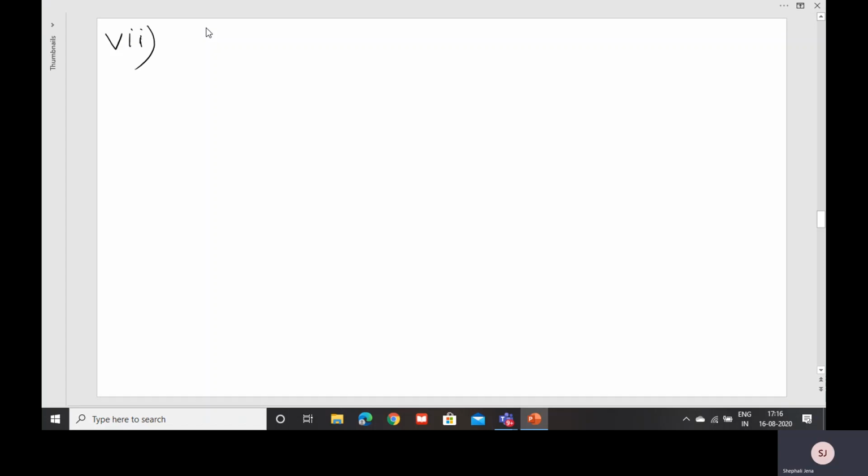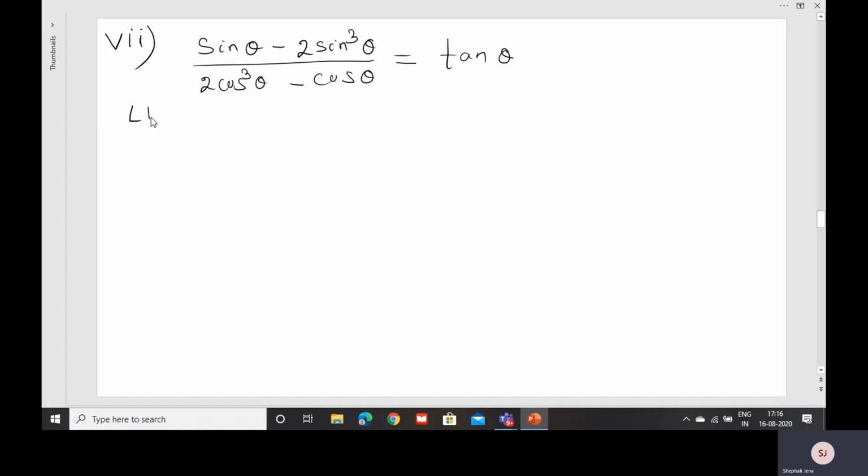The seventh sub-question is, we have to prove that (sin theta minus 2 sin cube theta) divided by (2 cos cube theta minus cos theta) is equal to tan theta. Now we'll start from LHS, as we have done in the previous questions.